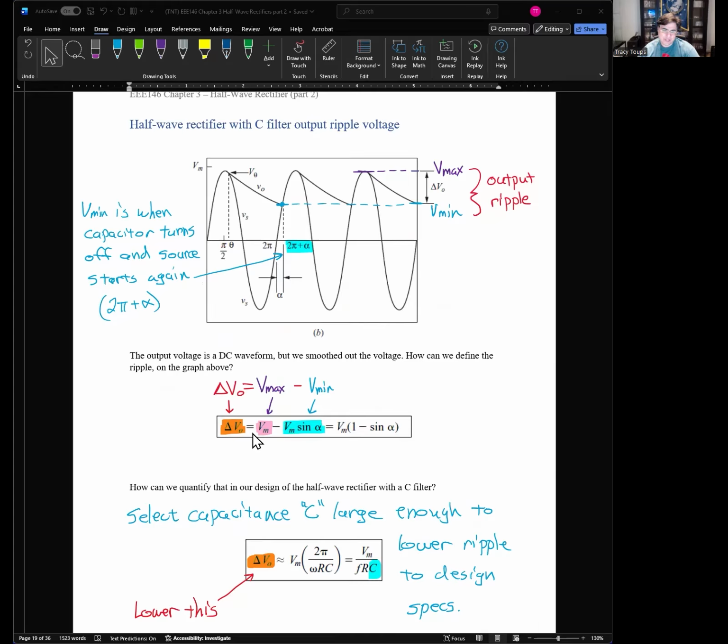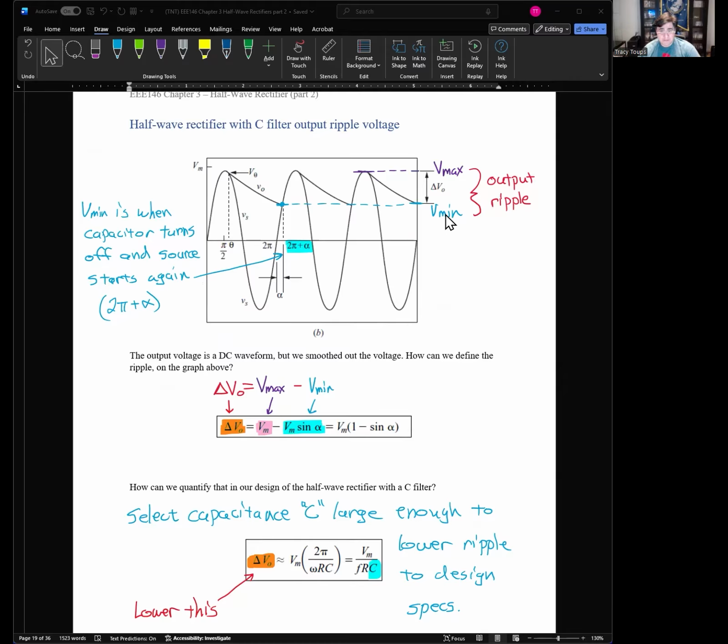Delta V out is always equal to V max minus V min. That's the difference, where V max is the highest output voltage of the AC source, VM, subtracted by VM sine of alpha. And again, you can play with this alpha to calculate this minimum voltage. And this is where the vendor comes in.